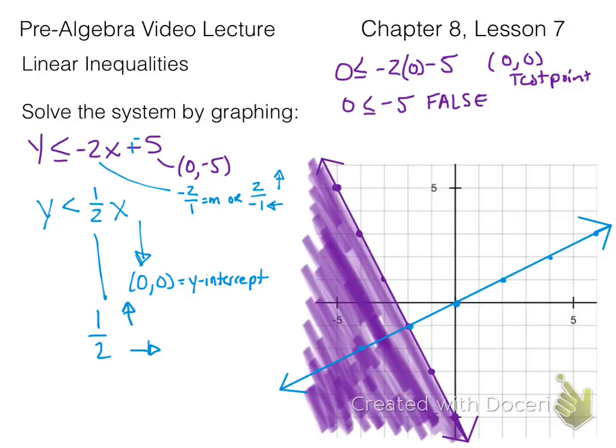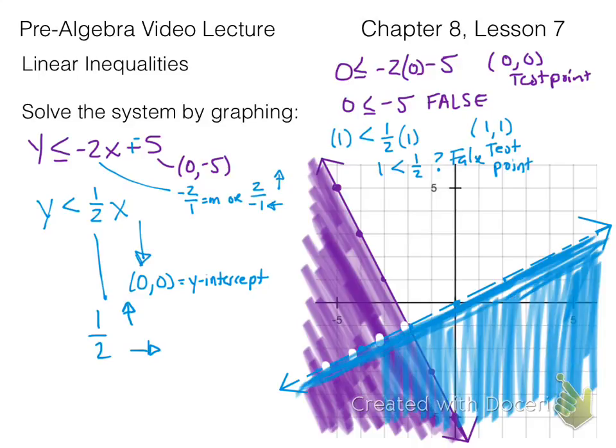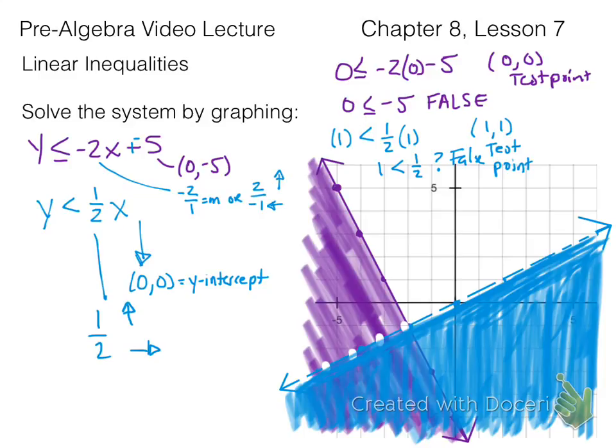I can't use 0, 0 because 0, 0 is on the boundary line. Oh, and also remember, it's a dashed line. All right, but again, I can't use 0, 0 because it is on the boundary line, so I'm going to use the point 1, 1, which means 1 for y, 1 for x, and it ends up being false. So I can't shade where 1, 1 is, which is why I'm shading beneath it, and the area where the purple overlaps with the blue is a solution for both the purple line and the blue line.